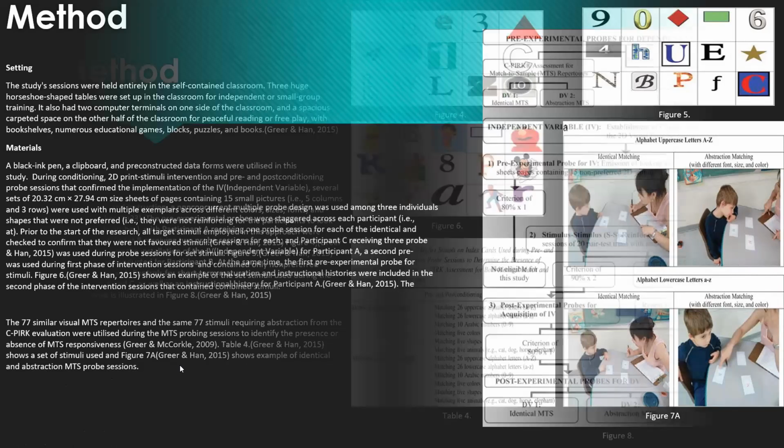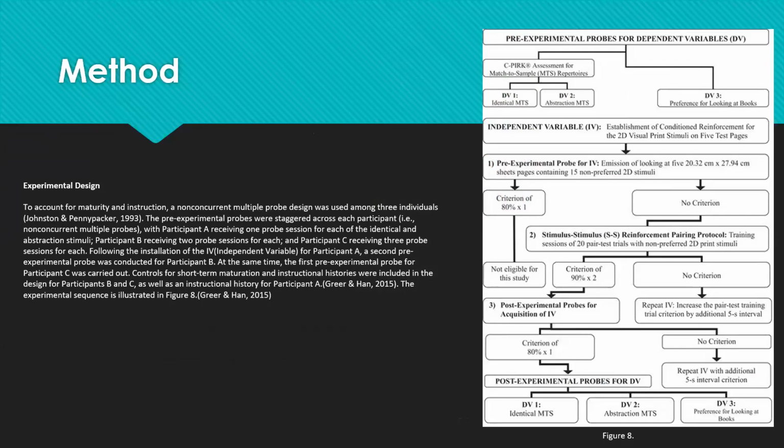Now moving on to experimental design. It was a very big experiment, a really well-designed one. To account for maturity and instruction, a nonconcurrent multiple probe design was used among three individuals, from a study by Johnston and Pennypacker from 1993.